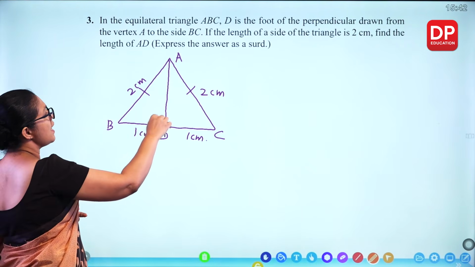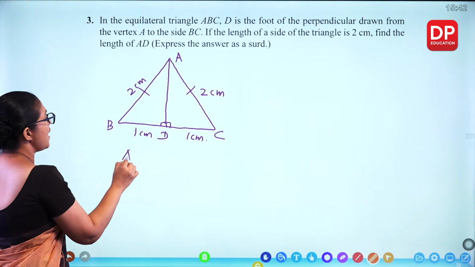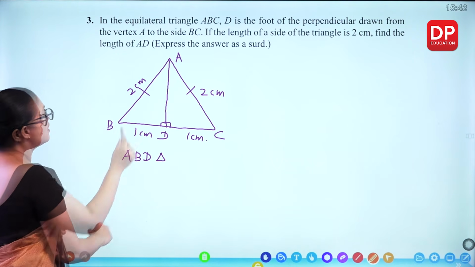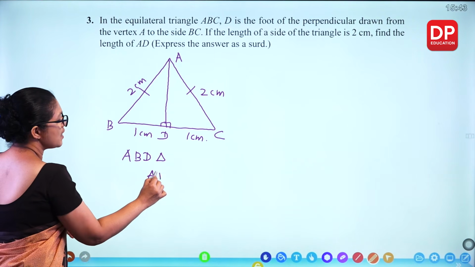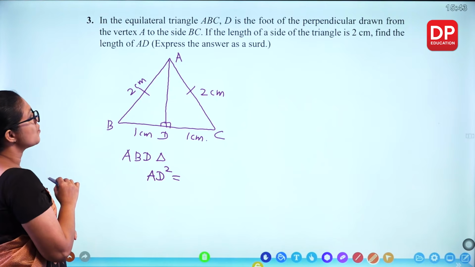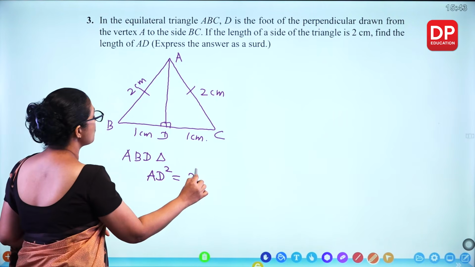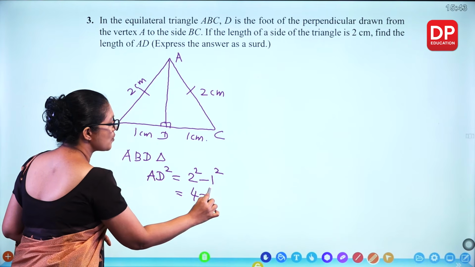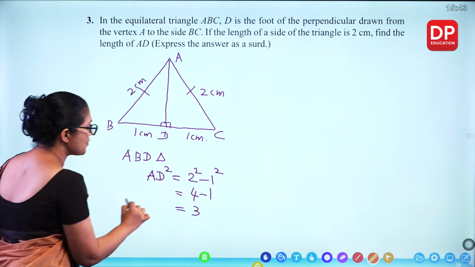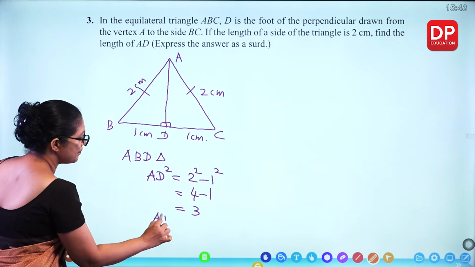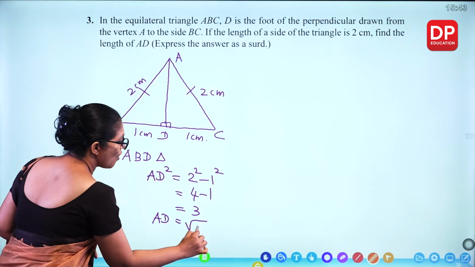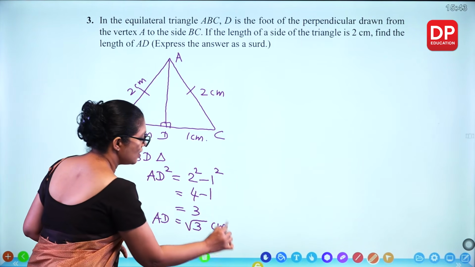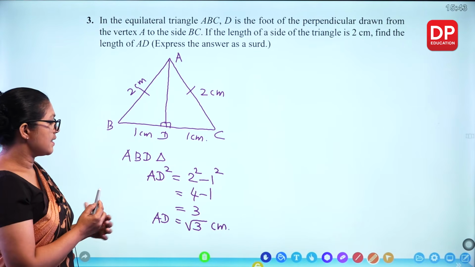Now we can apply Pythagoras to ABD triangle. We need AD squared. So what is AD squared? AD squared is equal to 2 squared minus 1 squared. 2 squared is 4, 1 squared is 1, 4 minus 1 is 3. So what's AD? Square root of 3. So it's a surd value. We can write like this.